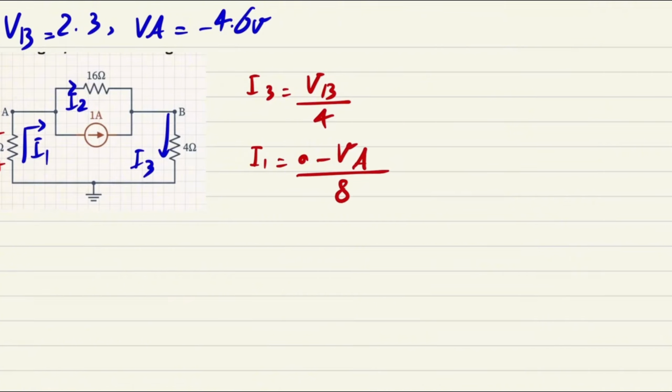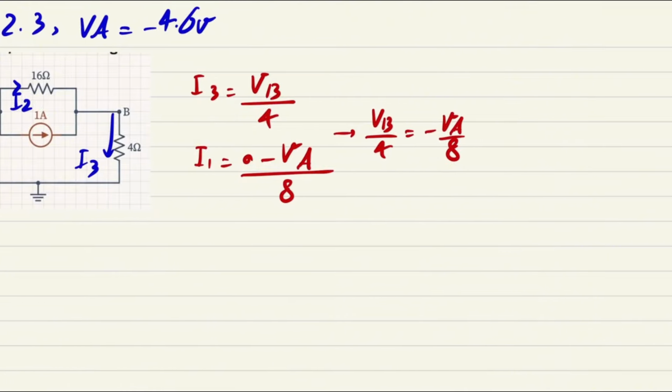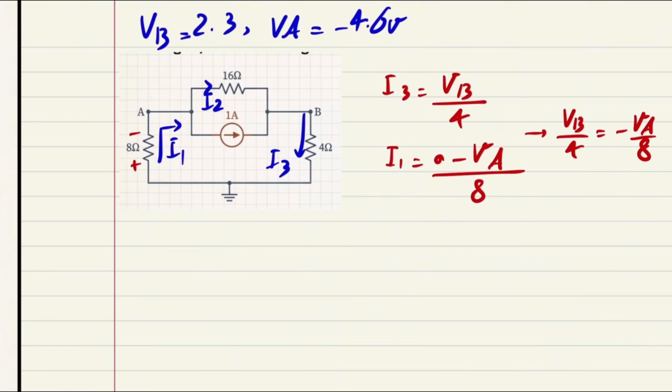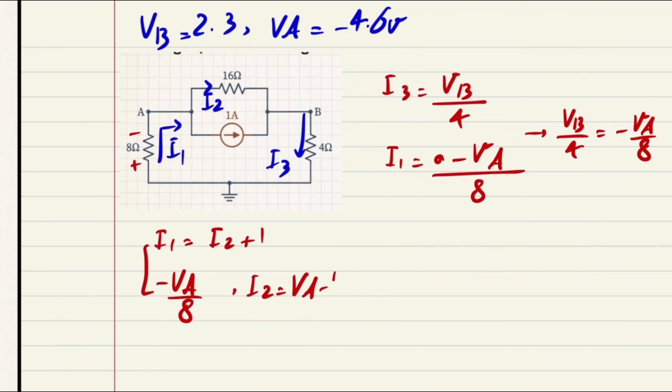So the fact that VB divided by 4 equals negative VA divided by 8, if you do the cross multiplication, means that your VA is going to be negative 2 VB. This is one. Another thing that means that actually I1 equals I2 plus 1. So what was I1? We found it as negative VA over 8. What about I2? I2 is going to be equal to VA subtracted by VB divided by 16.